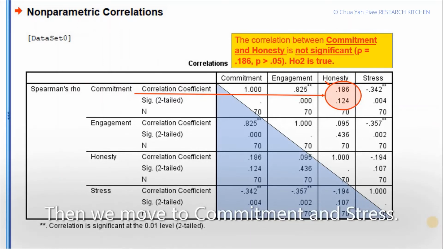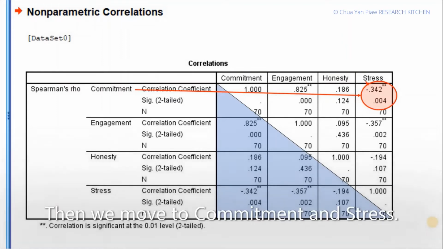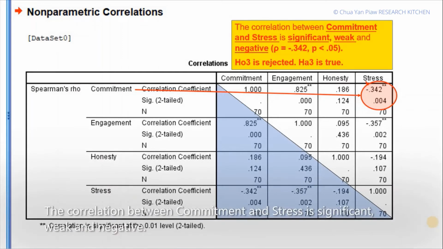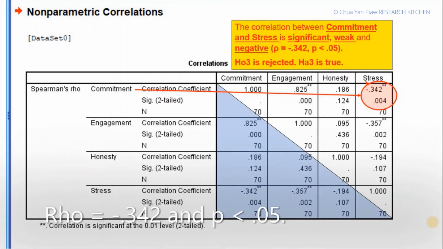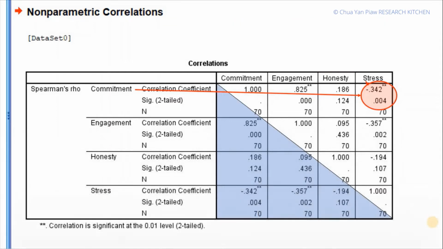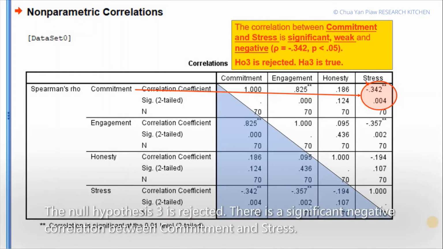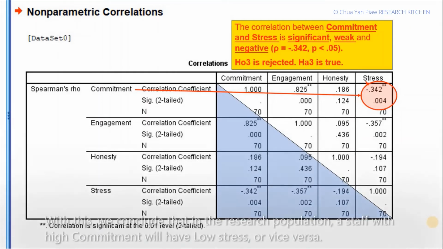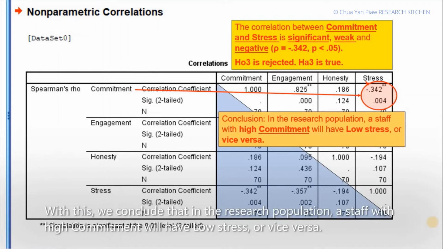Then we move to commitment and stress. The correlation between commitment and stress is significant, weak and negative. Rho equal to negative 0.342 and p less than 0.05. The null hypothesis 3 is rejected. There is a significant negative correlation between commitment and stress. With this, we conclude that in the research population, a staff with high commitment will have low stress, or vice versa.